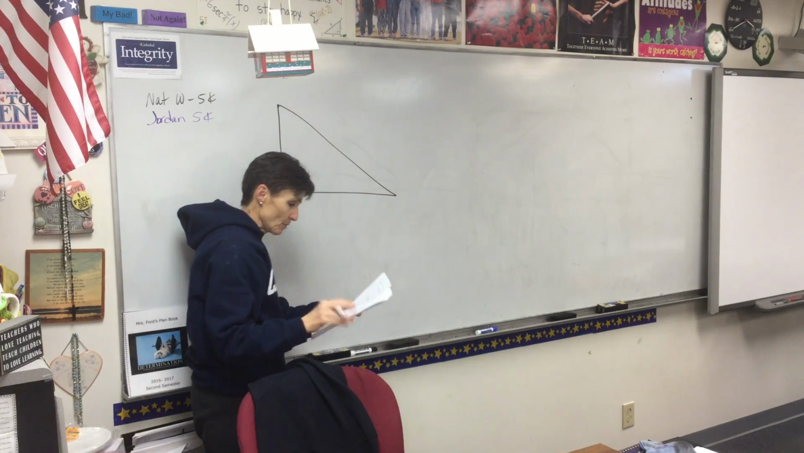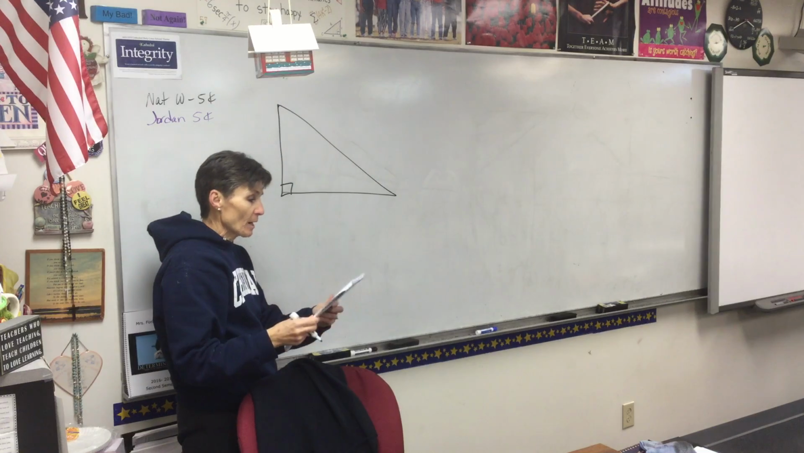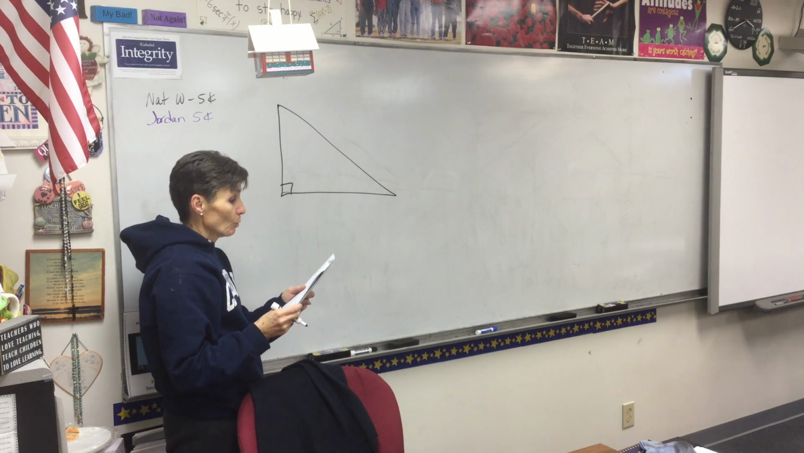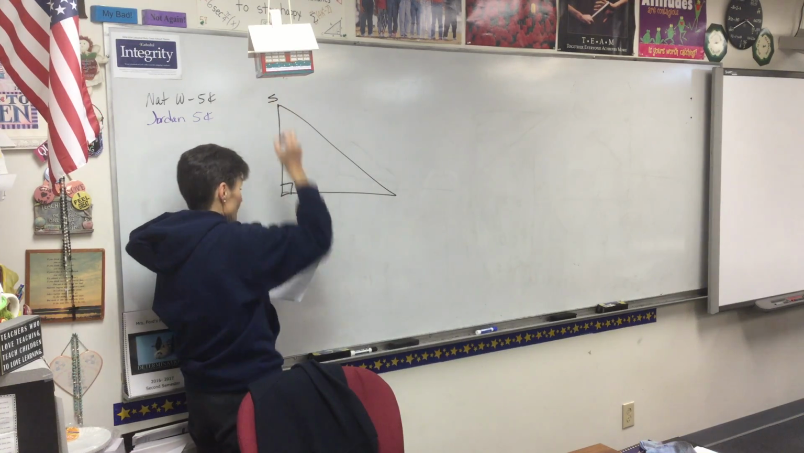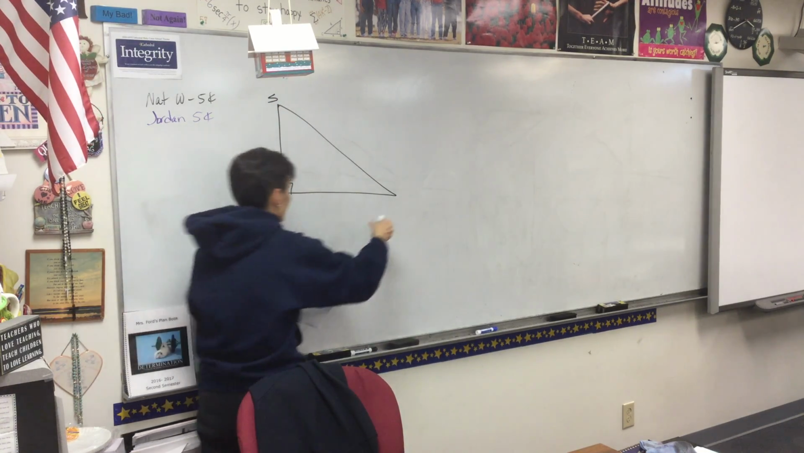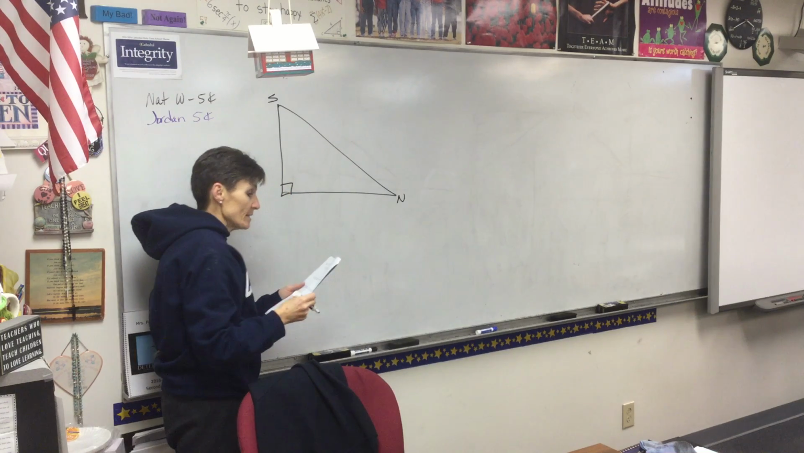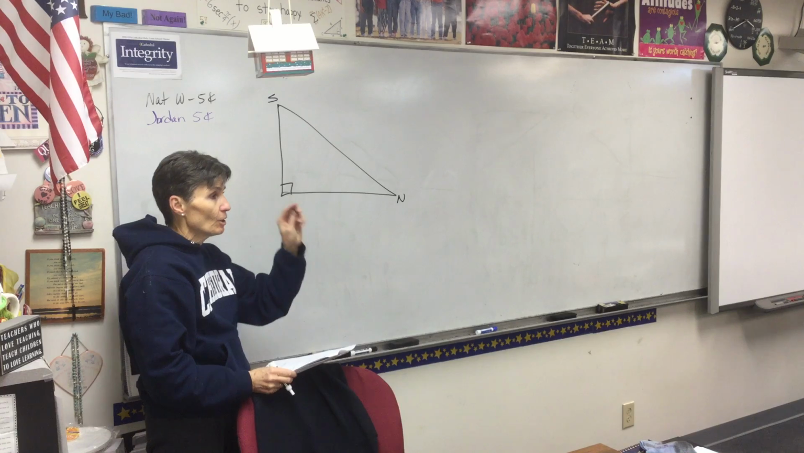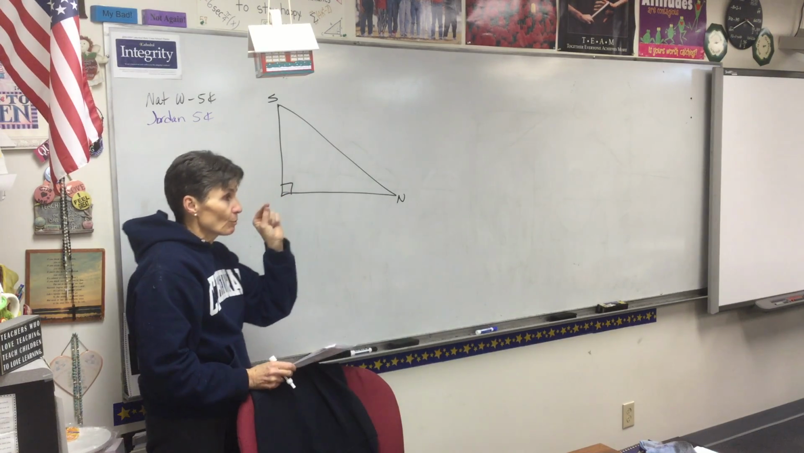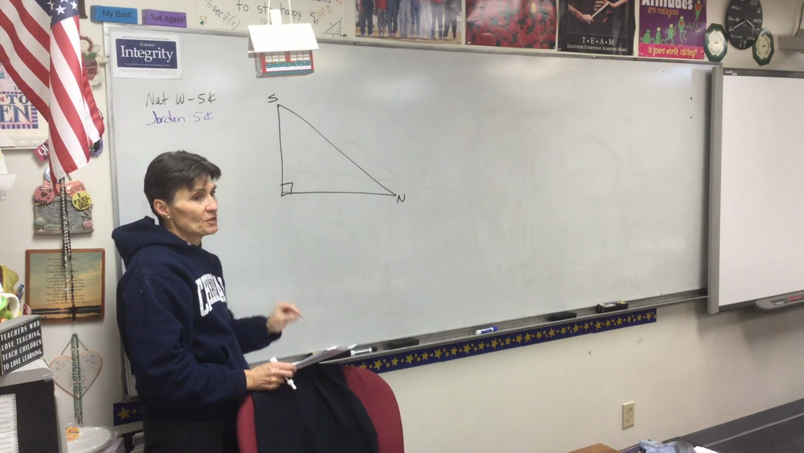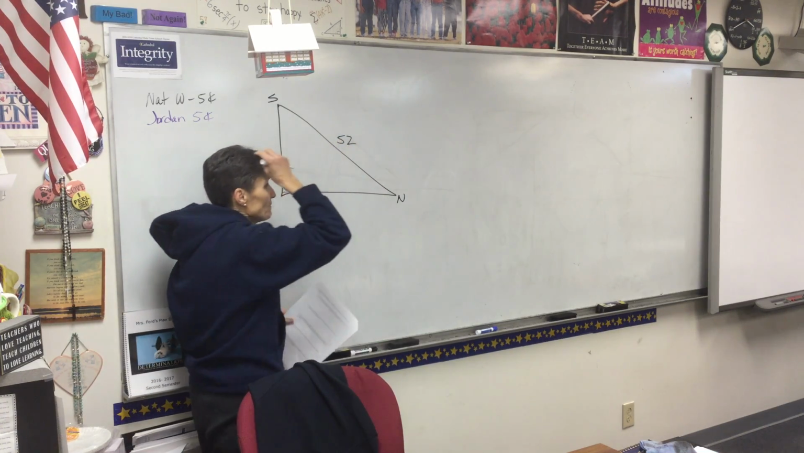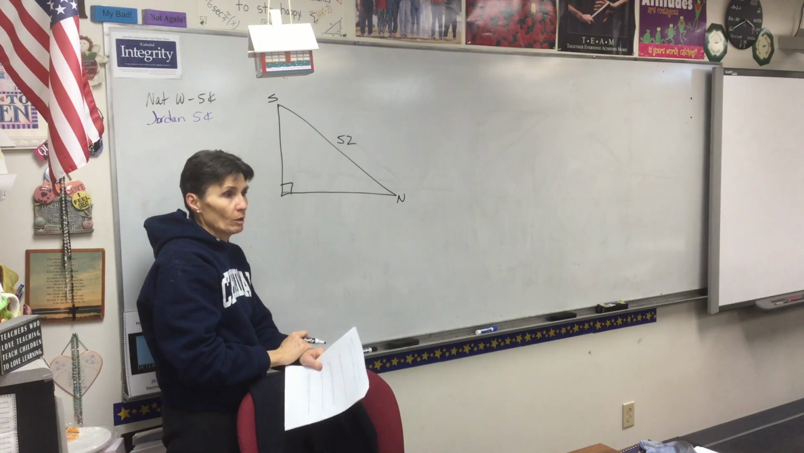All right, so this is number 13 on practice test 2. Draw a picture. Okay, got it. A squirrel is sitting in the top of a tree looking at a nut on the ground that is 52 feet away from him. So stop right there. Literally read the problem. Where does the 52 go? Hypotenuse. The nut is 52 feet from the squirrel.